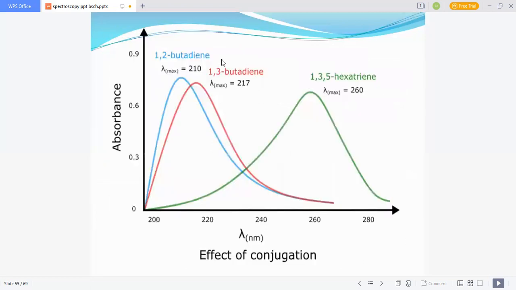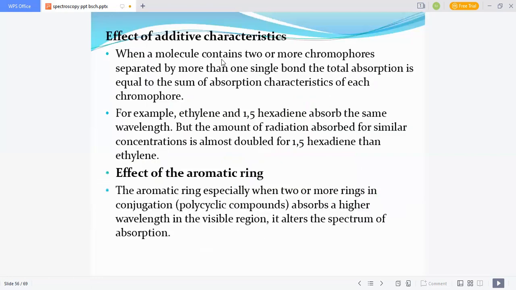Move to next slide, show the picture. Effect of additive characteristics. When a molecule contains two or more chromophores separated by more than one single bond, the total absorption is equal to the sum of the absorption of each chromophore. For example, ethylene and 1,5-hexadiene absorb at the same wavelength, but the amount of radiation absorbed at similar concentration is almost double for 1,5-hexadiene than ethylene.